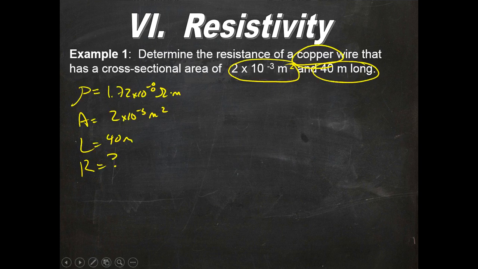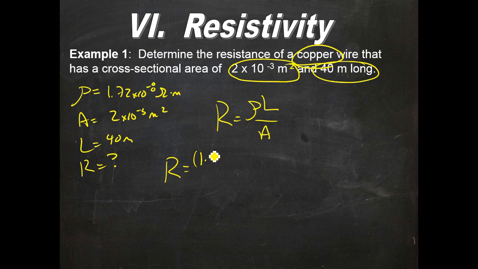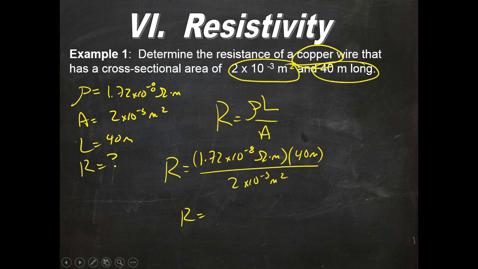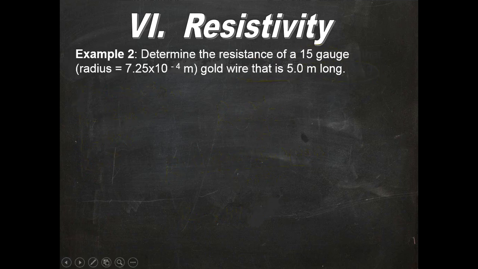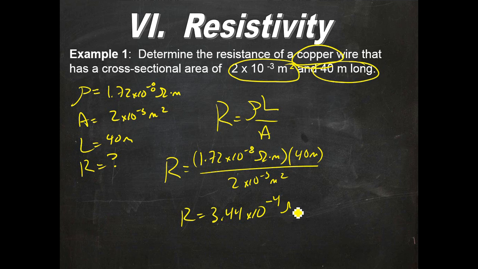So, our equation for the resistance of a wire is equal to the resistivity times the length divided by the area. We don't have to manipulate it around because we're already looking for the resistance. We just plug this stuff in. 1.72 times 10 to the negative 8 ohms times a meter times the length, which is 40 meters, divided by the area, which is 2 times 10 to the negative 3 meters squared. Plug that in your calculator. You get a resistance of the wire to be 3.44 times 10 to the negative 4 ohms.